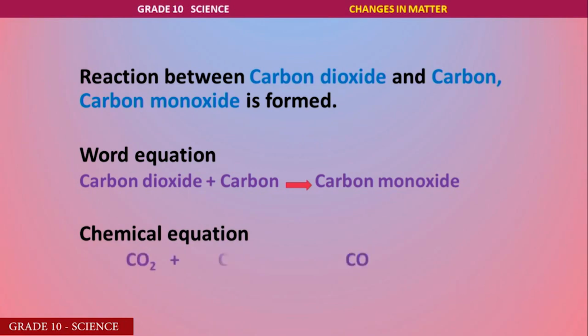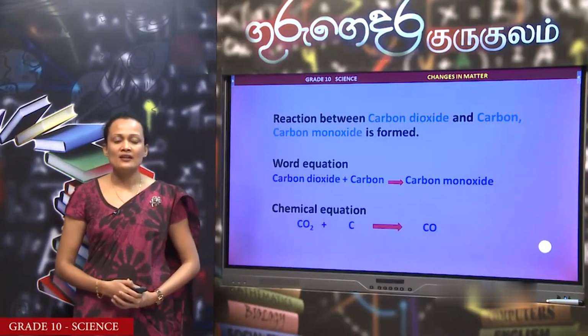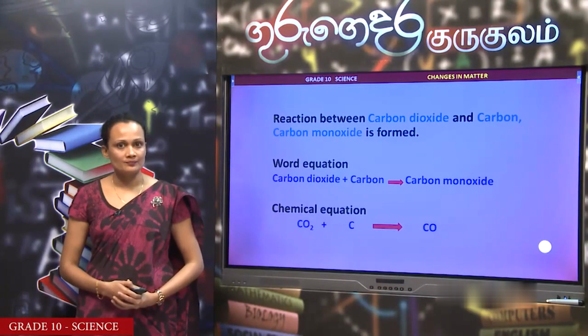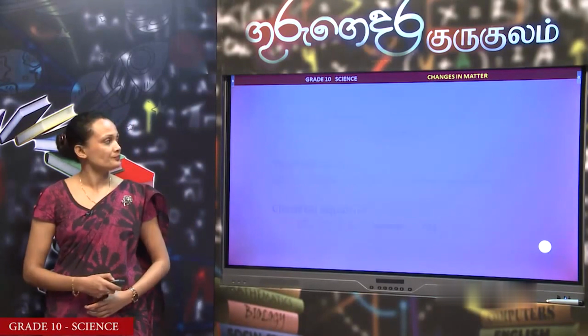Carbon dioxide, the symbol for that one is CO2. For carbon, the symbol is C, and for carbon monoxide, CO. When I am writing the chemical equation for that reaction, I can use CO2 plus carbon C arrow CO, carbon monoxide. Likewise, you can write the chemical equation for that reaction. Now I am going to move to another example.